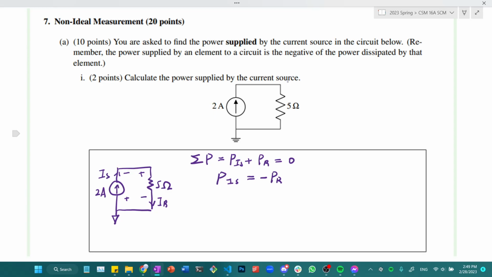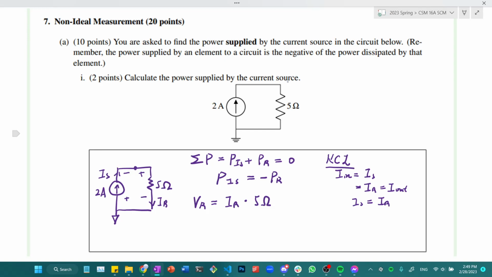So first of all, note that the voltage across the resistor is equal to 2 amps, which is IS, or IR, times the resistance of it. And the reason why we know that IS is equal to IR is because of KCL, Kirchhoff's current law. So let's draw a node here, and you will see that the current flowing into the node, which is IS, is equal to the current flowing out of the node, which is IR. So IS is equal to IR.